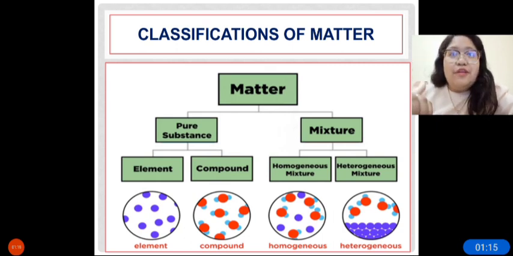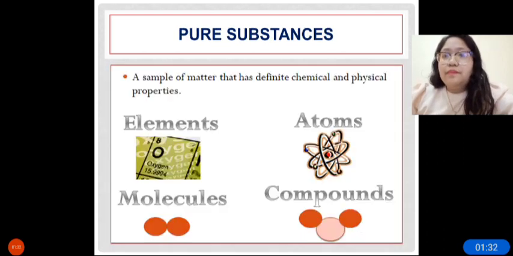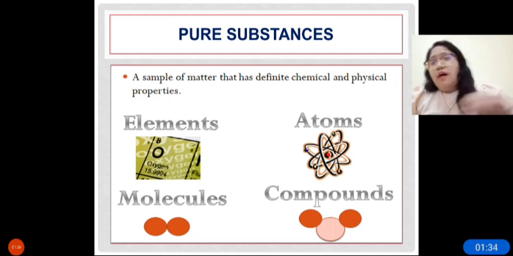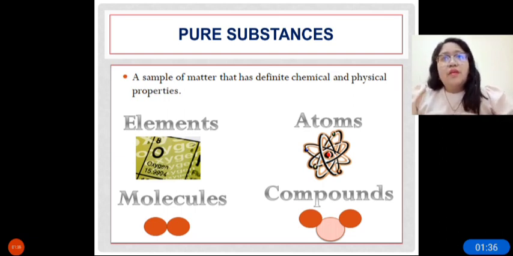On the other side of this family tree is mixture. And mixture has two types, namely homogeneous mixture and heterogeneous mixture. We will delve further into these terms later on. Now, what are pure substances? Pure substances are a sample of matter that has definite chemical and physical properties.